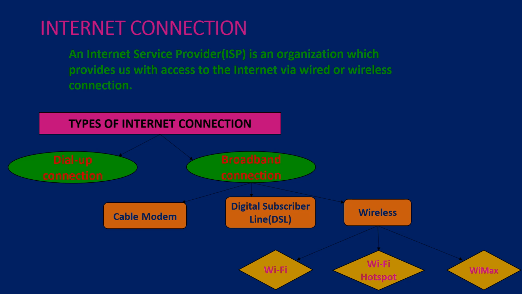Next one is the WiMAX. WiMAX stands for Worldwide Interoperability for Microwave Access. It is similar to the Wi-Fi standard but supports a far greater range of coverage. While a Wi-Fi signal can cover a radius of several hundred feet, a fixed WiMAX station can cover a range of up to 30 miles.